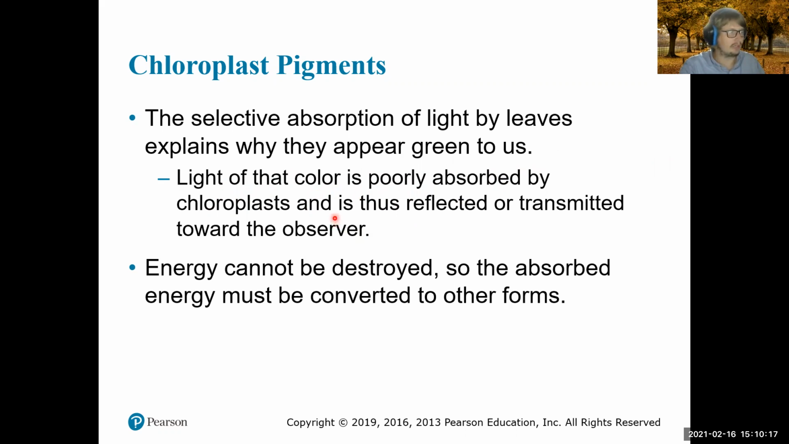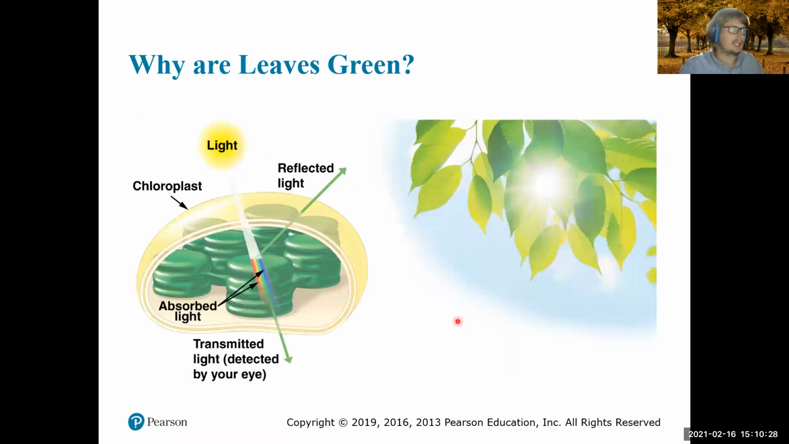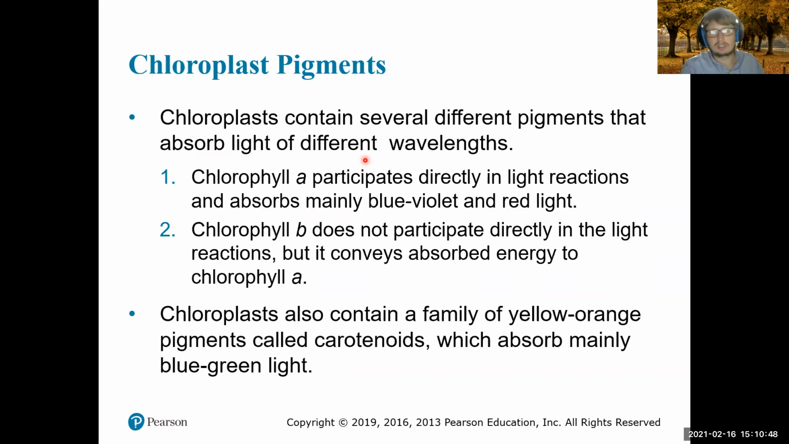So that's green wavelength. And this just keeps in mind the fact that energy can't be destroyed. So it's absorbed or converted into other forms. And so that energy is absorbed by the chloroplast and then converted into that chemical energy. And so again, that reflective green light is what we're seeing. So for any object you see, the color is the wavelength that's being reflected, and all the other wavelengths would be absorbed. And so chloroplasts have a couple of different pigments that absorb different wavelengths of light.